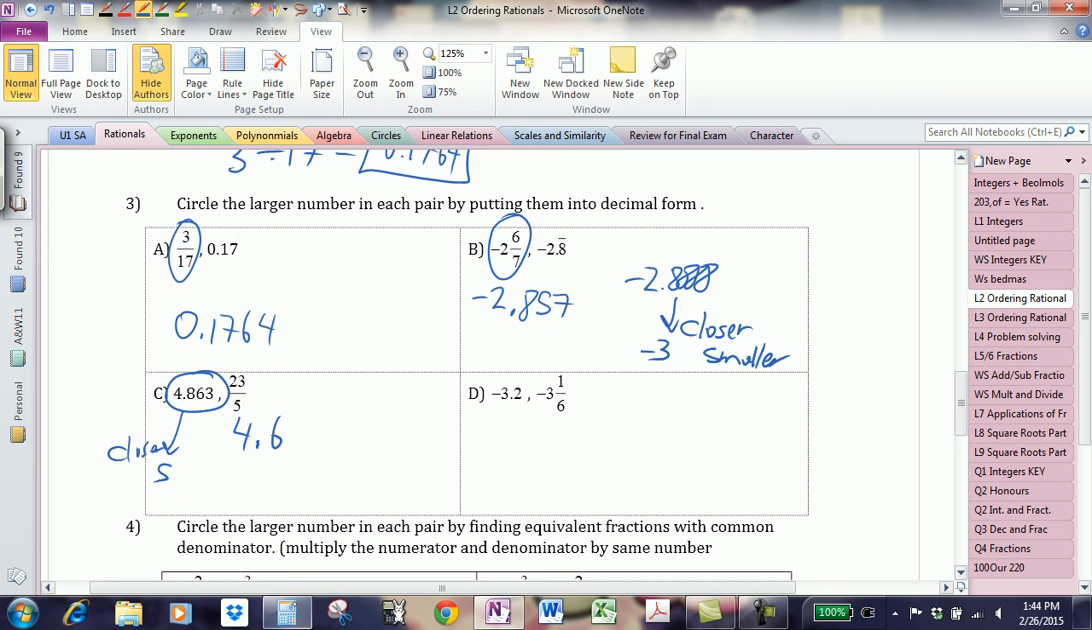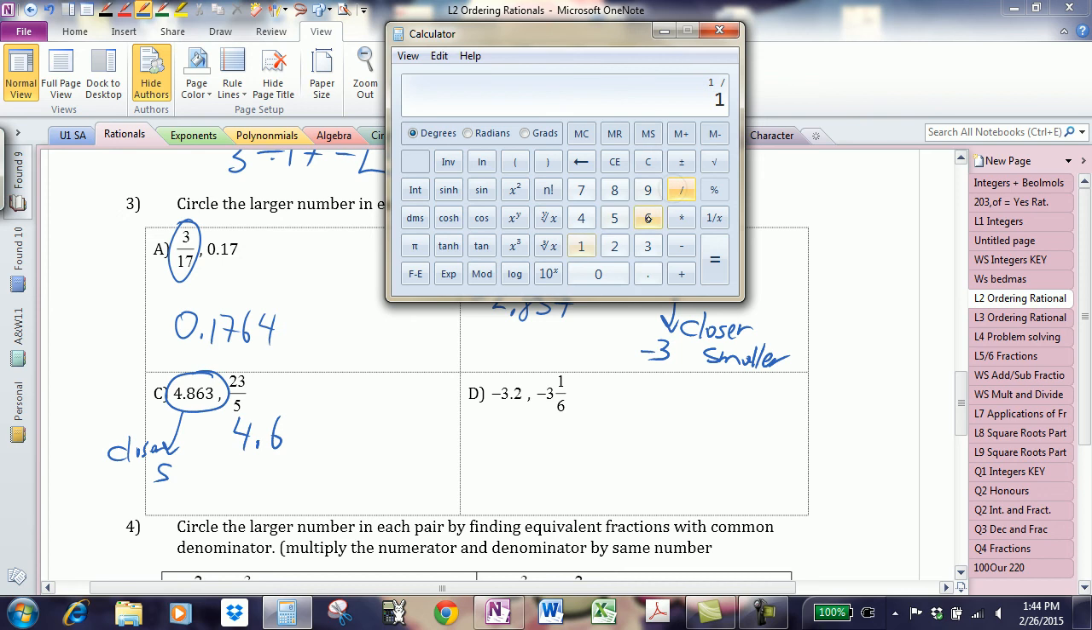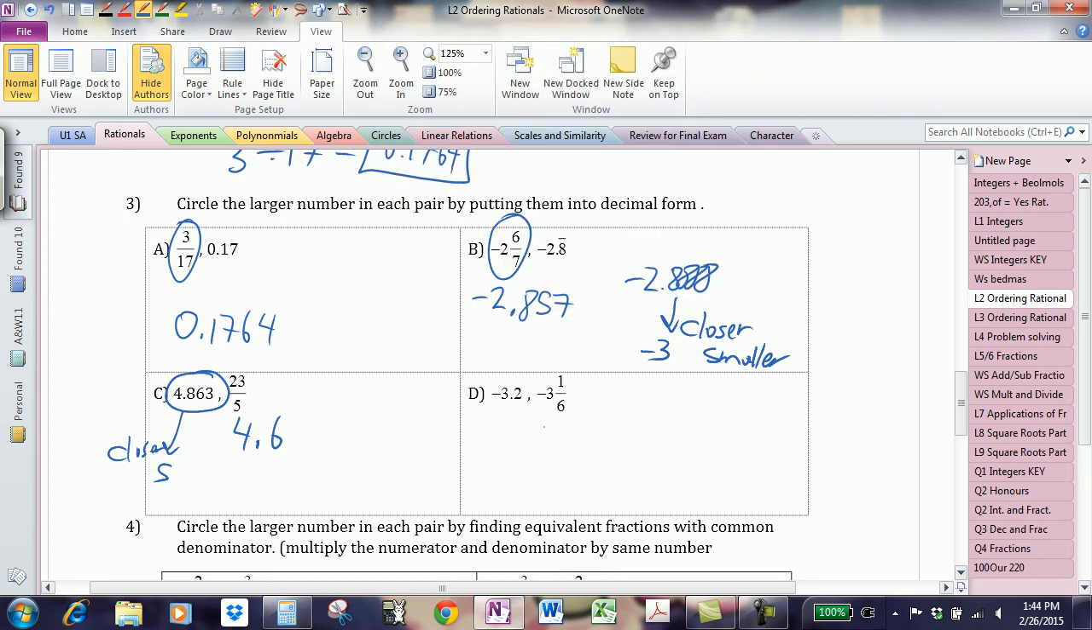Here we have 1 divided by 6, which is negative 3.1666 repeated. So this one here is closer to negative 3. So this one is actually larger. All right. Now we don't have to worry about the negative 3. We could just compare the decimals.